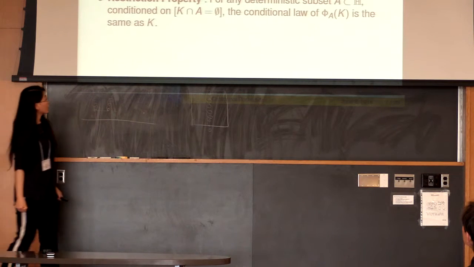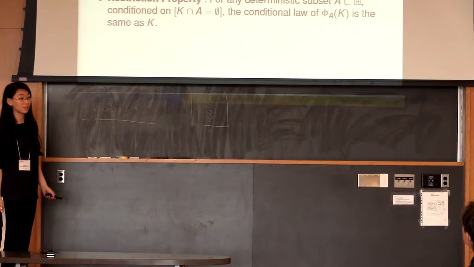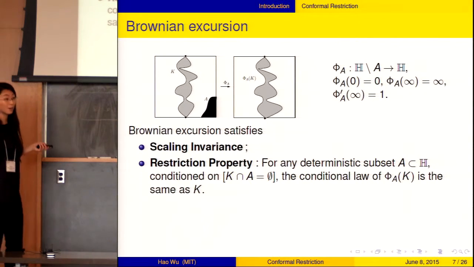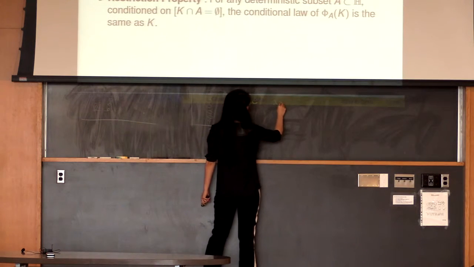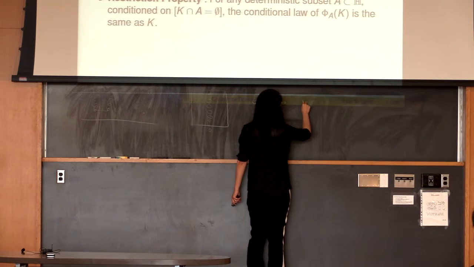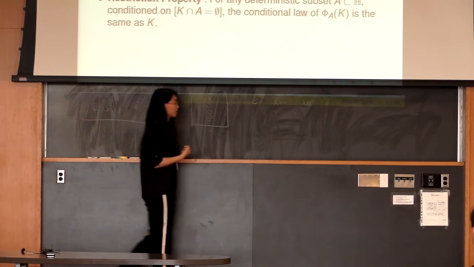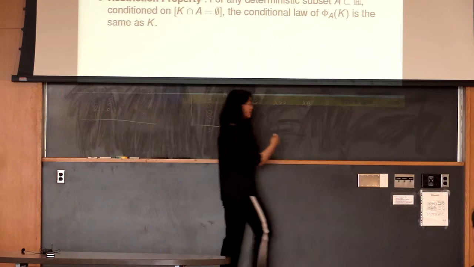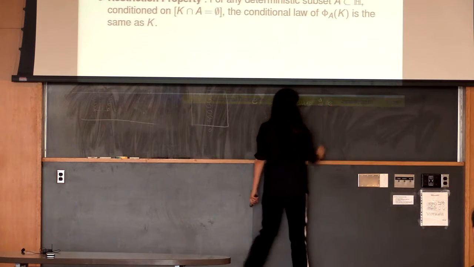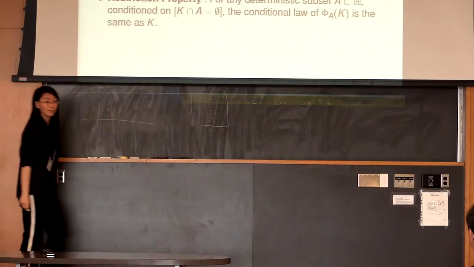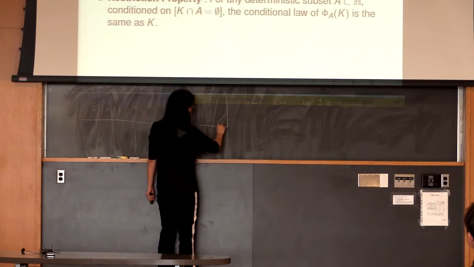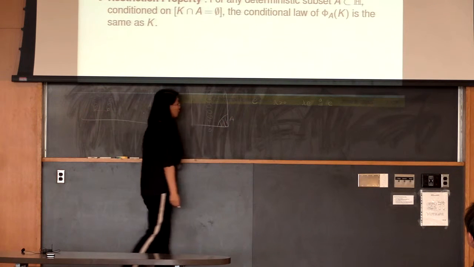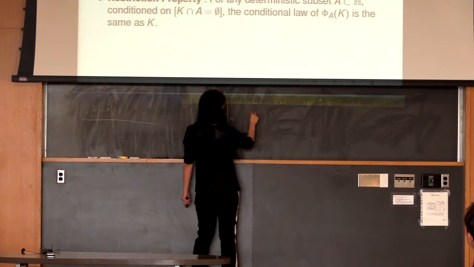For this Brownian excursion, it has 2 important properties. The first property is called scaling invariance. Suppose E is a Brownian excursion and lambda is a positive constant. Then the scaled Brownian excursion, lambda times E, has the same law as a Brownian excursion. So this is called scaling invariance. The second important property is called the restriction property. Here, it means if we fix a deterministic set A, we condition on this Brownian excursion to avoid this set A.